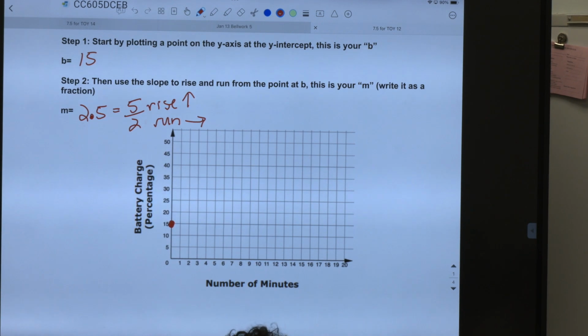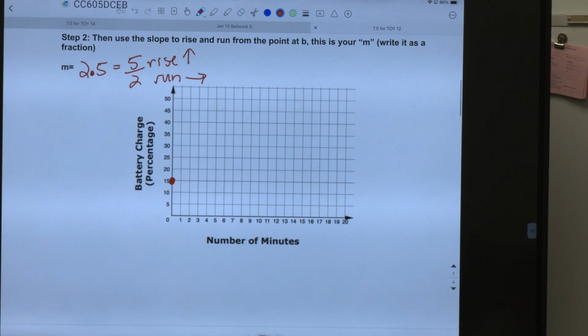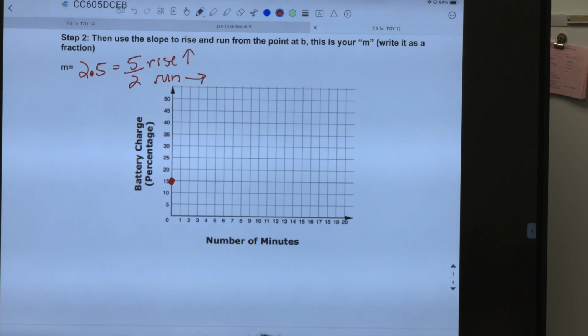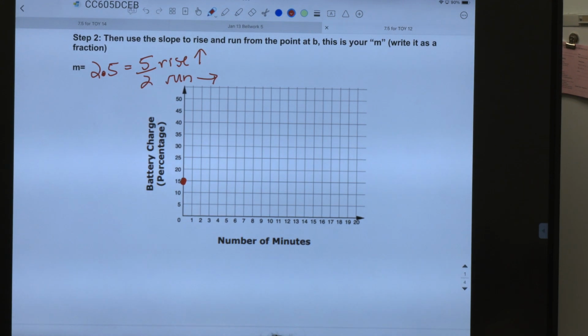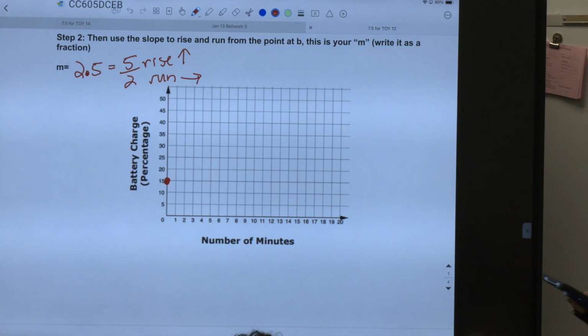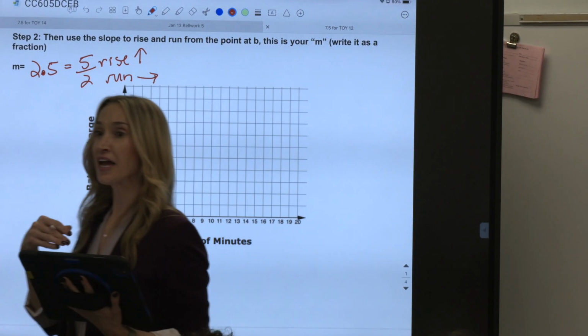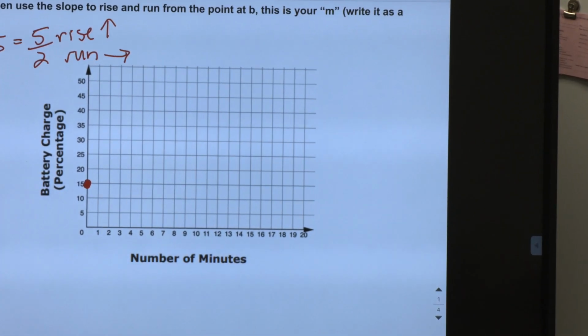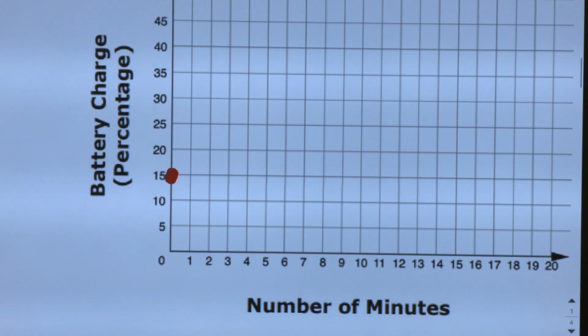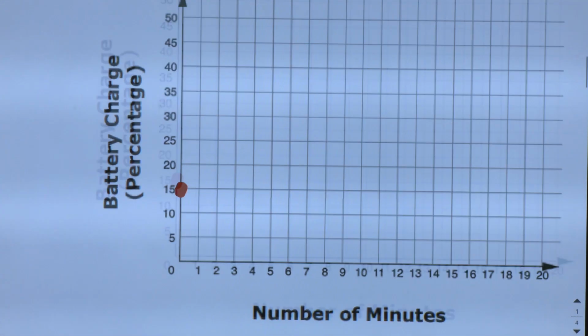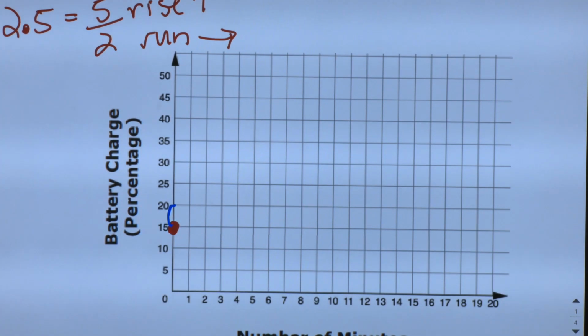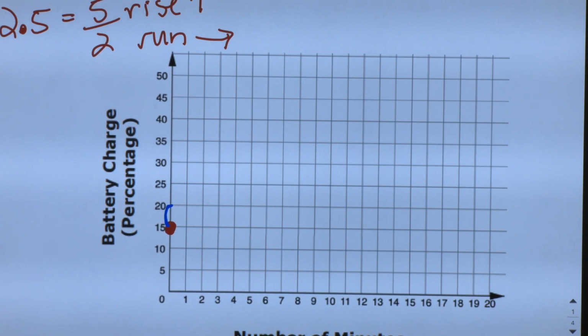Now, before you get started on this graph, pay attention to the scale. Look at your rise. When you rise, what is the scale on the y-axis? What are we counting by? 5s. So when I go to rise, I need to count by 5s, and I'm going up 5. So I'm only going up 1 unit because 1 unit is 5.